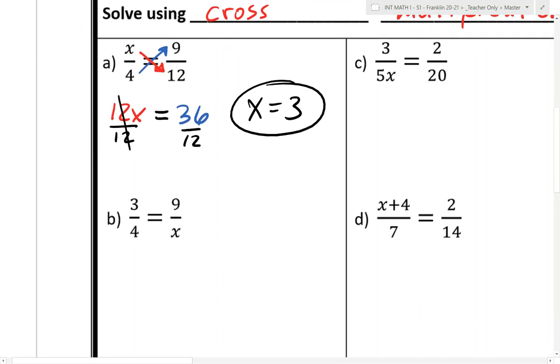So let's go on to the next one. It doesn't really matter which ones you start with. I tend to go top left to bottom right. It's just my habit. It doesn't really matter. So 3 times x, that's 3x. And then 4 times 9 again, 36. And when we set these two things equal to each other and solve by dividing by 3, x equals 12 here.